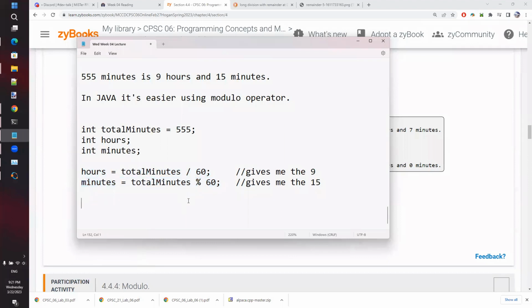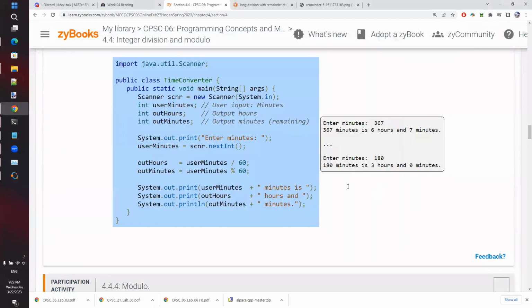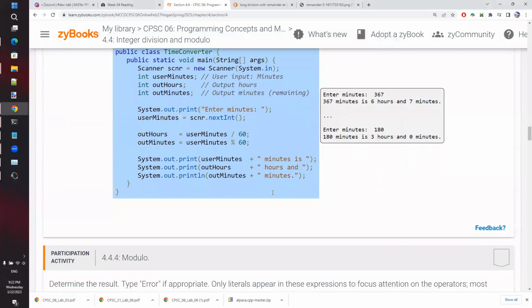So a lot of these problems are going to look just like this, where you see a division and then you see a modulo right after it. And it's the same thing, right? Total minutes over 60 and total minutes modulo 60. And one gives you the division and one gives you the remainder. Okay. So, oh, actually you see the exact thing I just did right here.